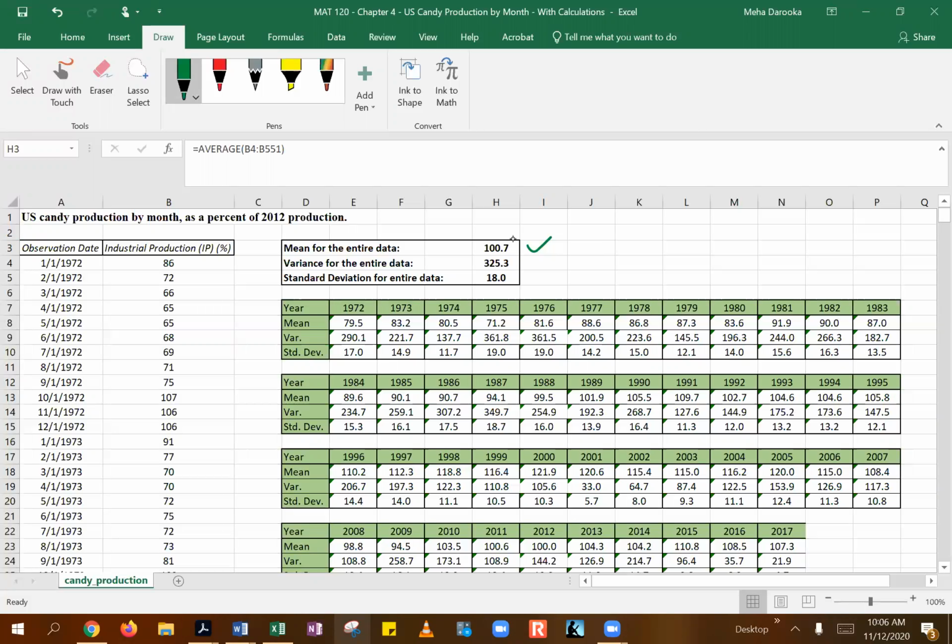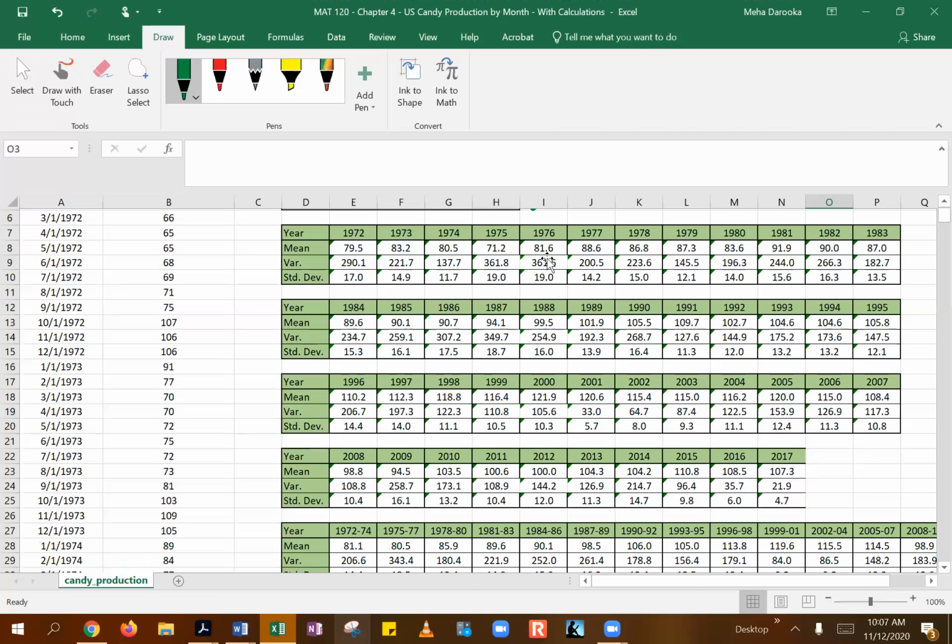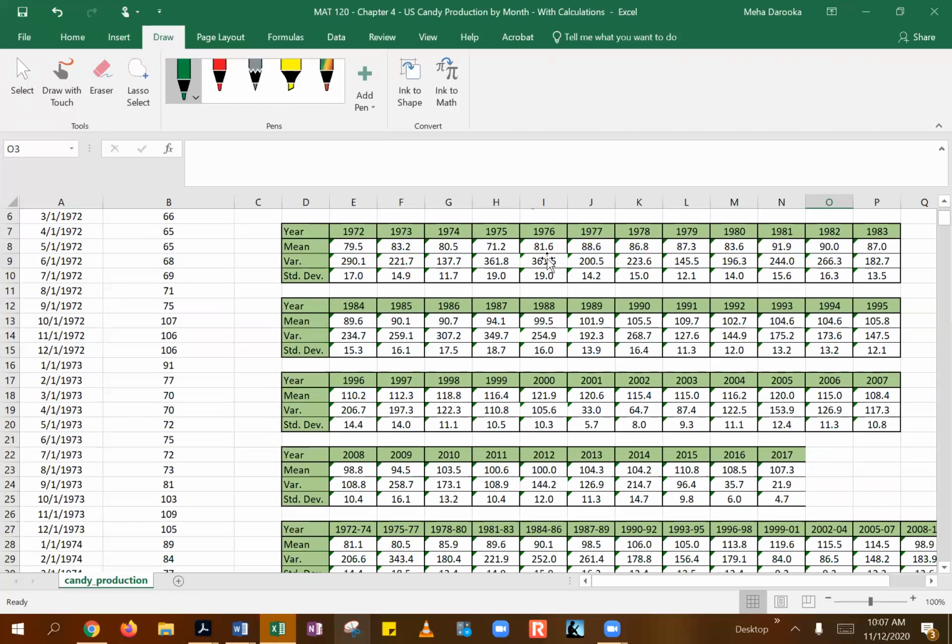And so you can see for the entire table going from 1972 to 2017, our mean for the entire data comes out to be 100.7. The variance for the data comes out to be 325.3, and you will see we have a standard deviation of 18.0. So this is for the entire table. And then you can see the breakdown for each of these years, going from, again, 1972 to 2017. So that is for all the individual years over here.